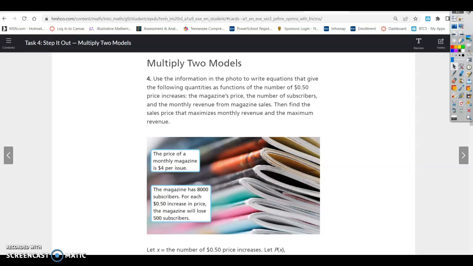Lesson 20.2, Task 4. Multiply two monomials. Use the information in the photo to write equations that give the following quantities as functions of the number of 50-cent price increases: the magazine's price, the number of subscribers, and the monthly revenue from magazine sales. Then find the sales price that maximizes monthly revenue and the maximum revenue.